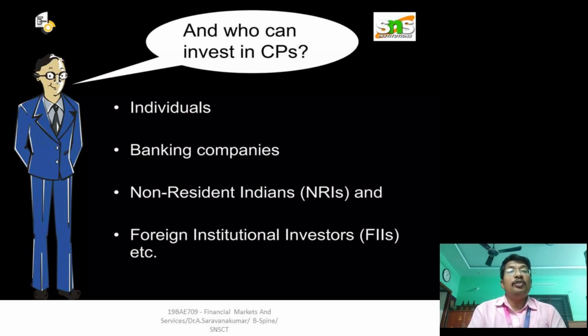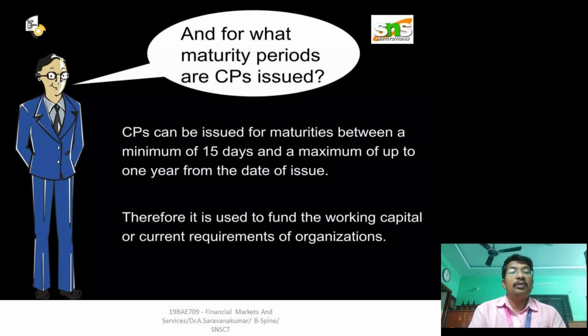And for what maturity period are commercial papers issued? Commercial papers can be issued for maturities between a minimum of 15 days and a maximum of up to 1 year from the date of issue. Therefore, it's used to fund the working capital or current requirements of organizations.